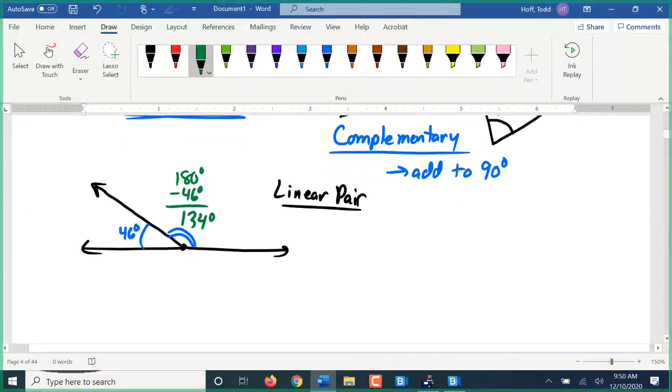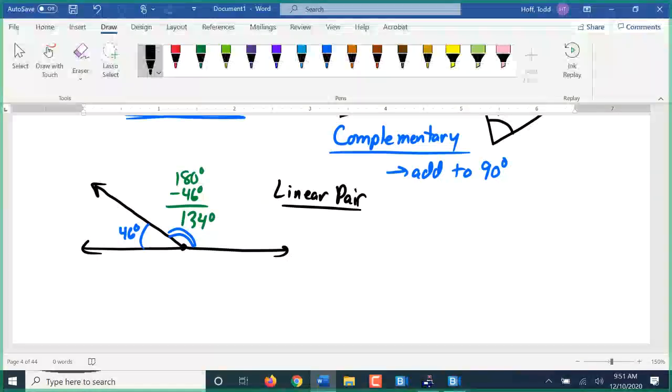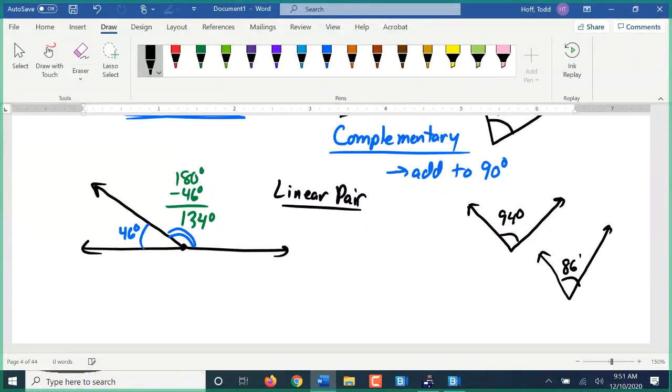Again, along the lines of that linear pair, the perpendicular pair and complementary angles, linear pairs, it's only a linear pair if they're actually adjacent and coming together to form that straight line. But I can have two angles. Let's say this is 94 degrees, and this is 86 degrees. Two angles that add up to 180 degrees are what we define as supplementary.